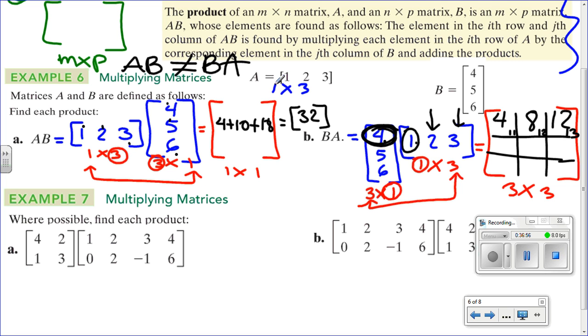So here you need second row and then every element from there. And then the final one will be third row times every column. So try it on your own and then I'll write the answers.